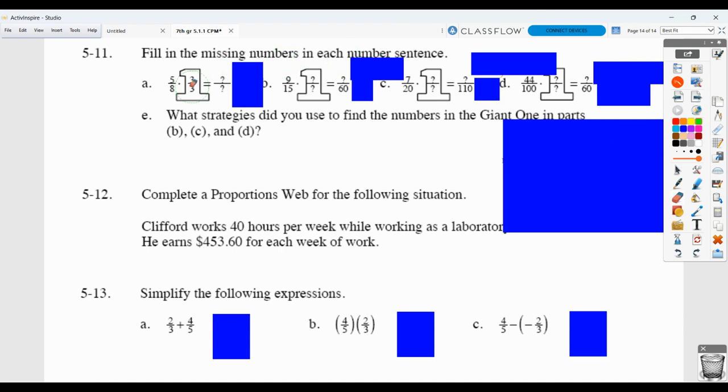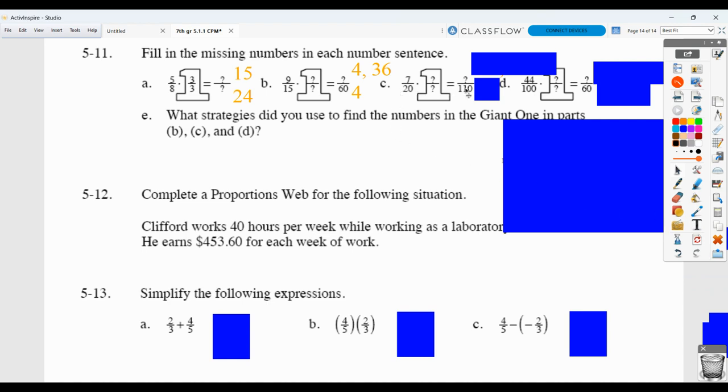Here we are filling in missing numbers in the number sentence. So 5/8 times a giant 1 of 3 over 3 would equal what? Well, we would multiply across. 5 times 3 is 15. 8 times 3 is 24. So 15/24ths. Here we're saying 15 times what equals 60. So the bottom part of that giant 1 would have to be 4. And then 9 times that 4. Because again, if the bottom number of the giant 1 is 4, the top number of the giant 1 needs to be 4. So the 9 times 4 would give us that missing number of 36.